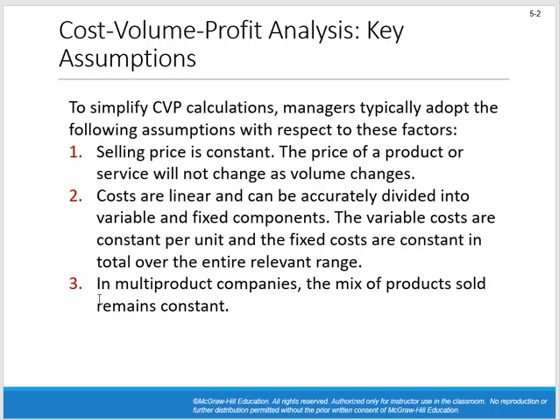And then finally, number three, in multi-product companies, the mix of products, or what we call the sales mix, remains constant. So for most of this lecture, number three is kind of irrelevant. We'll talk about sales mix at the end, so we'll worry about that one then.